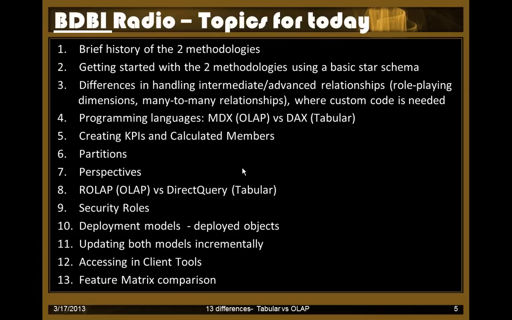Going to take a look at updating both models incrementally. I'm going to take a look at accessing both models using different client tools like Reporting Services, Excel, PerformancePoint Services, SharePoint, Power View, the new reporting tool on the block. And then finally going to take a look at an overall feature matrix. So that's what we've got in store for today. Now, I'm not going to try to do this as one long video. I'm going to break this up into pieces. So I'm actually going to stop the first video right here, and the next video will actually get started with some of these topics.